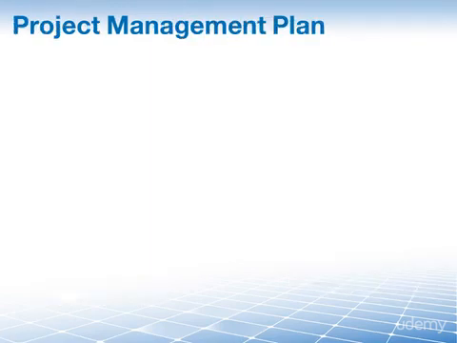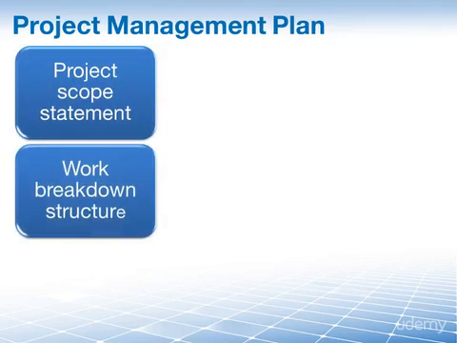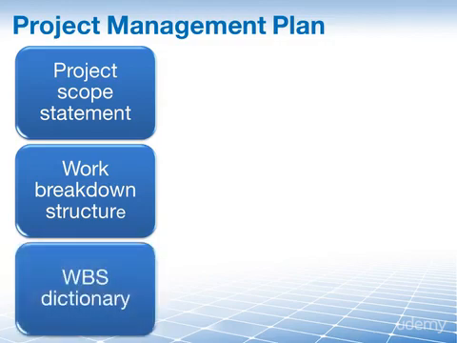And with that out of the way, let's start from the top of our long list of 9 inputs where we have the project management plan. As you know, the project management plan consists of many subsidiary plans and subsidiary documents, and the 3 that interest us most here in project procurement management are the project scope statement, the work breakdown structure, and the WBS dictionary as inputs to the plan procurement management process.